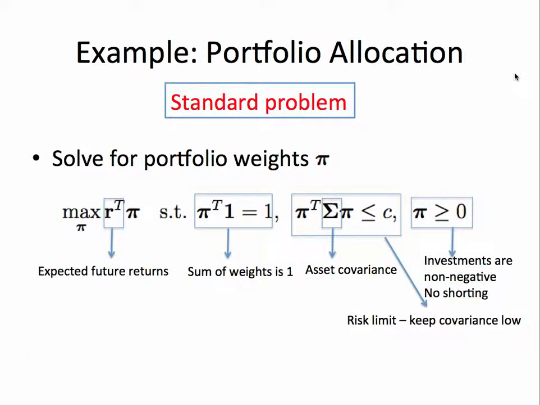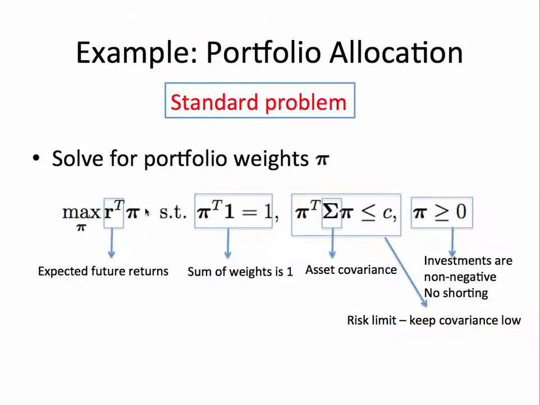Let's look at the example of portfolio allocation to further illustrate this. Here, I have listed the standard mathematical programming formulation for this problem. Here, we are trying to maximize a linear objective subject to three constraints. The linear objective is nothing but the portfolio return.